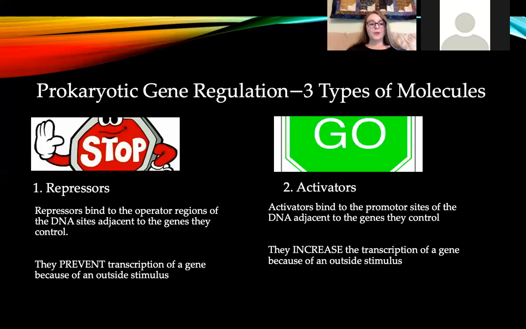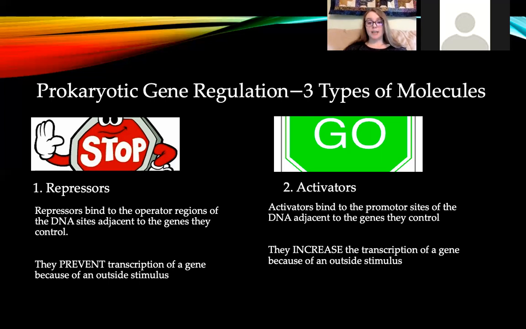All right, so prokaryotic gene regulation. There are 3 types of molecules. The first one is the repressor molecule. Repressors bind to the operator regions of the DNA sites adjacent to the genes they control. And these repressors prevent transcription of a gene because of an outside stimulus.